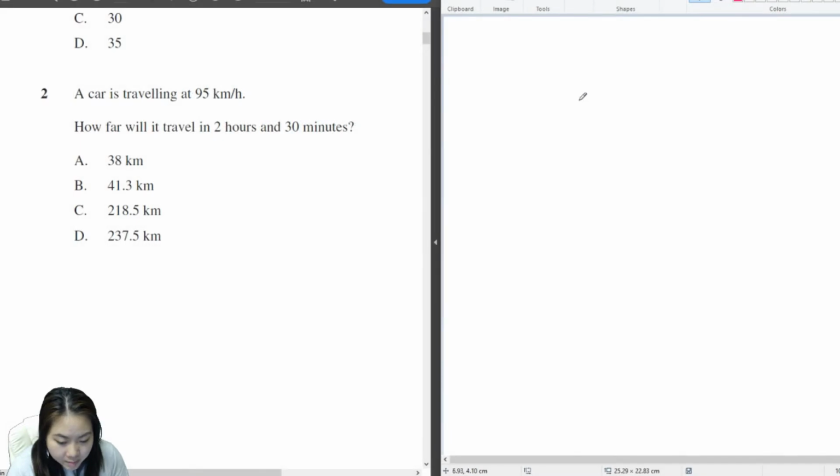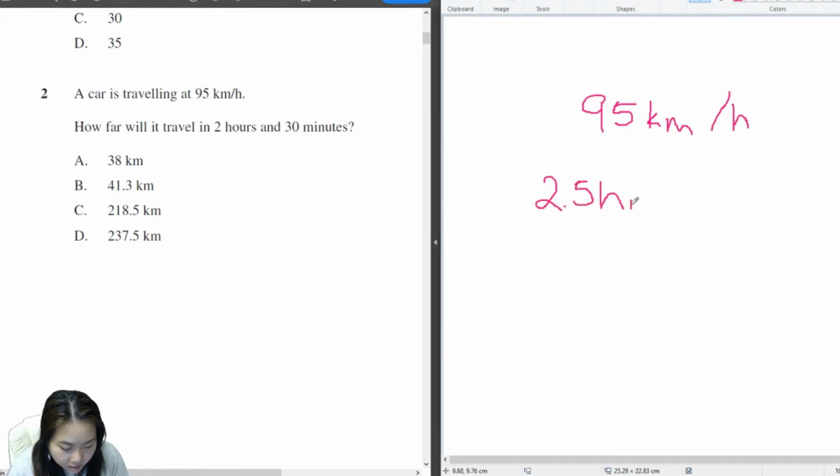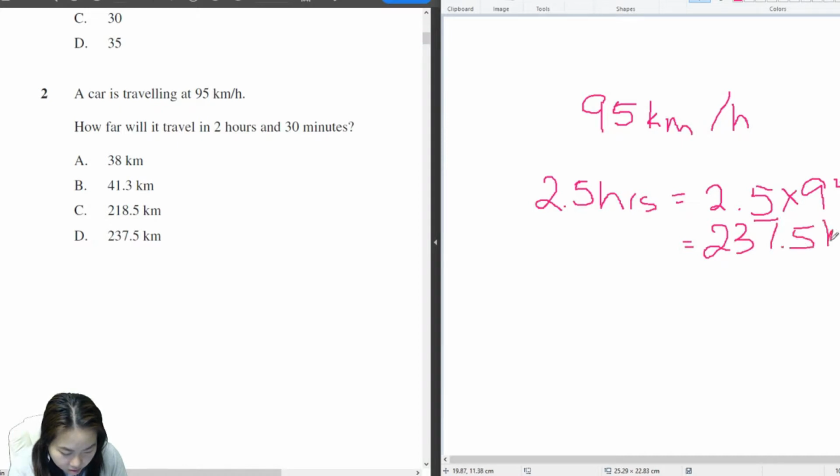So on my working paper, I'm going to write down the information that I've got, which is the car is traveling at 95 kilometers every hour. So in 2.5 hours, it's going to travel 2.5 times the distance. Oops, 95, which is... we've got the answer for D.